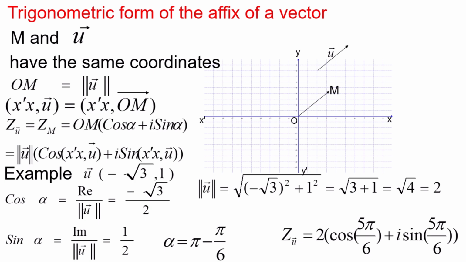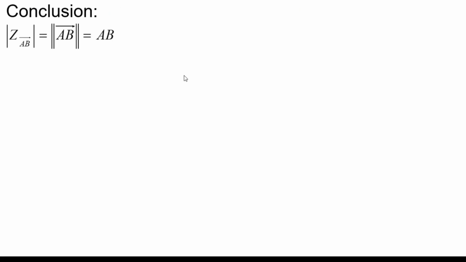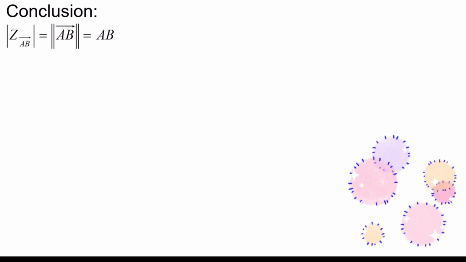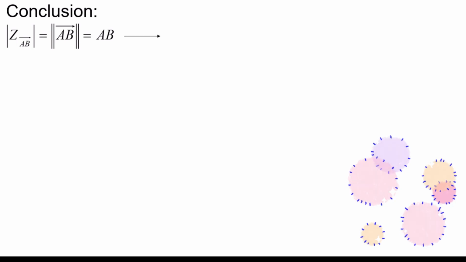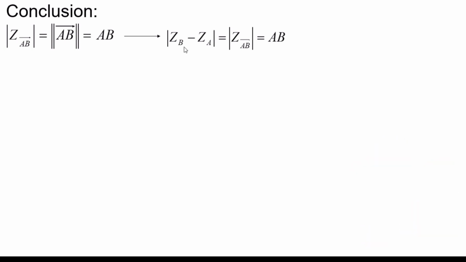Or we can find it directly. We write Z of u equals Z of M, and since M and u have the same coordinates, Z of M equals x of M plus i y of M. Conclusion: Z of vector AB, the magnitude of Z of AB, equals AB. Z of B minus Z of A is Z of AB. The magnitude of Z B minus Z A is Z AB, which equals AB, the length of vector AB. The argument of Z AB equals the angle x prime x AB.